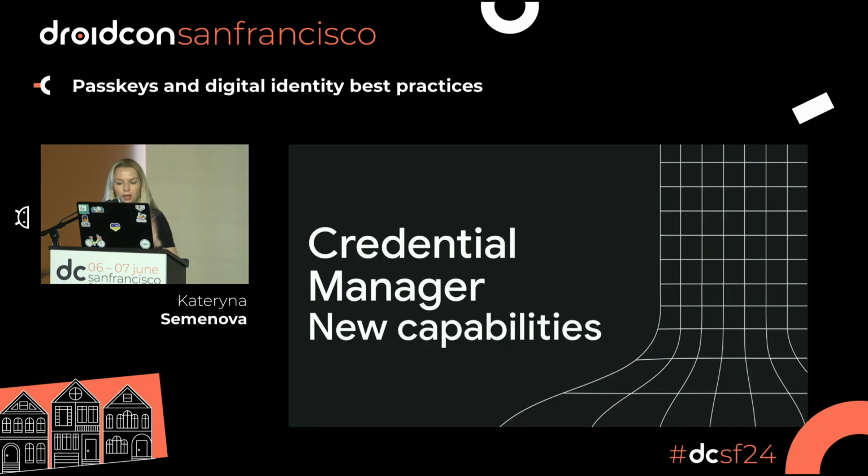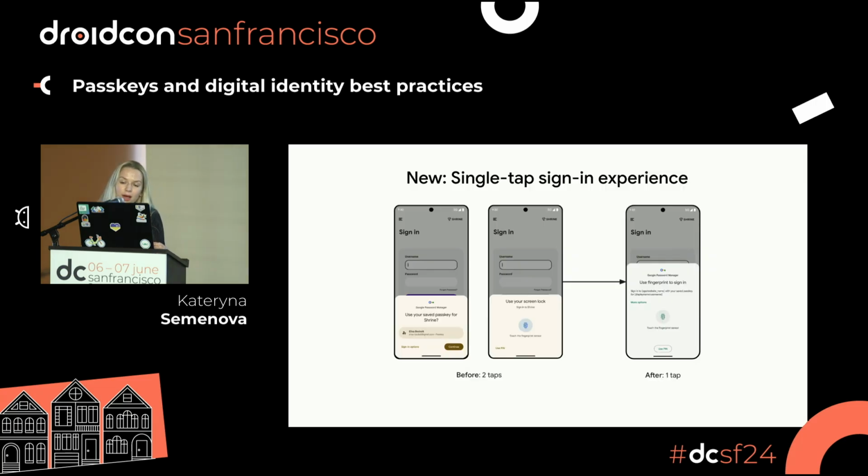Now, we covered Credential Manager existing capabilities, but now let's look at what's coming this year. So to simplify the Passkeys user experience even further, we enable a single-tap Passkey sign-in by merging the account selector and the biometric prompt. Previously, we had two steps to authenticate. Basically, you choose your account and then unlock your phone and you authenticate, which was actually pretty simple. But we simplified it even further, just in one screen.